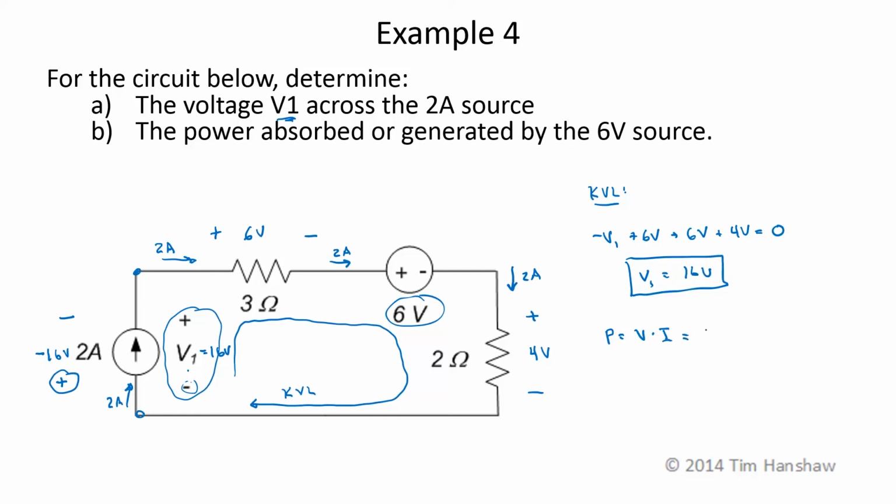So this is 16 volts, or rather negative 16 volts, times 2 amps, which is equal to negative 32 watts. Since it's negative, this is generating power.